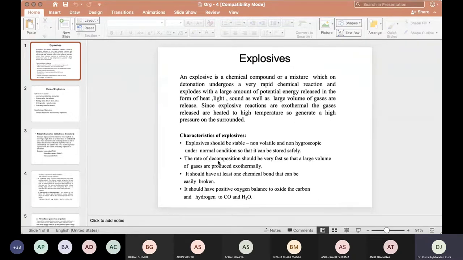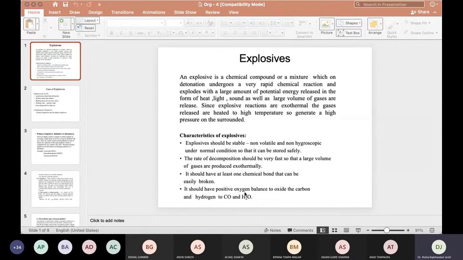The next is that the rate of decomposition should be very fast. Once the explosion takes place, the rate of decomposition should be very fast so that a large volume of gases is produced exothermally. It should have at least one chemical bond that can be easily broken, because some explosives may be very stable, and then the explosion is difficult, so initiative explosives are needed. And it should have a positive oxygen balance to oxidize the carbon and hydrogen into carbon monoxide, carbon dioxide, or steam.